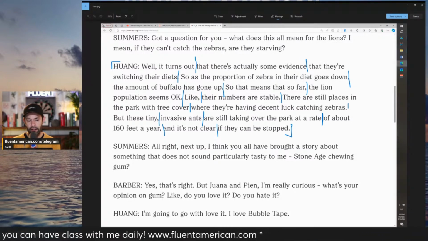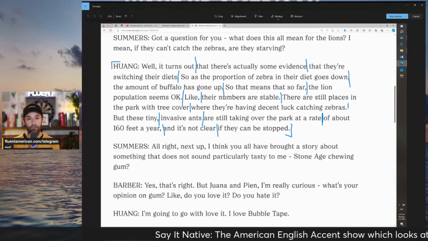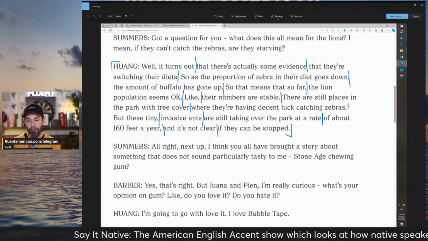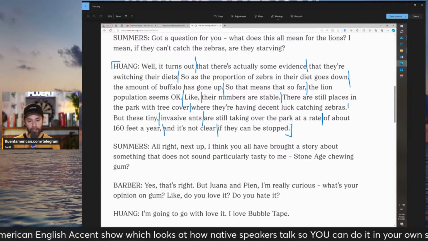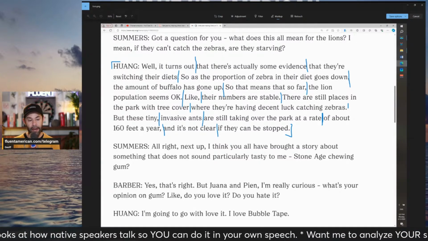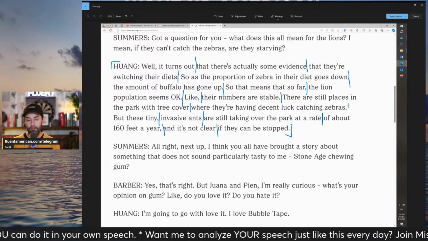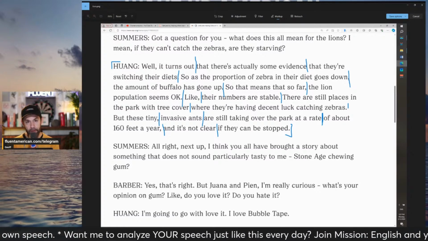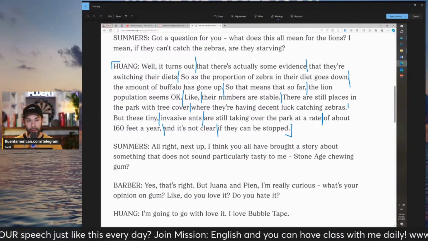Just want to highlight a couple other things you want to keep in mind when you're doing this sort of exercise. The first thing, let's talk a little bit about pitches. In general, in American English, when you switch a thought group, you want to change the pitch level you're using. So I don't want to say, well, it turns out there's actually some evidence they're switching their diets. The proportion of zebra in their diet goes down. That's very flat. Sounds robotic. Okay. So instead, well, it turns out there's actually some evidence that they're switching their diets. Do you see now I'm increasing the range of pitches I'm using as I speak that.